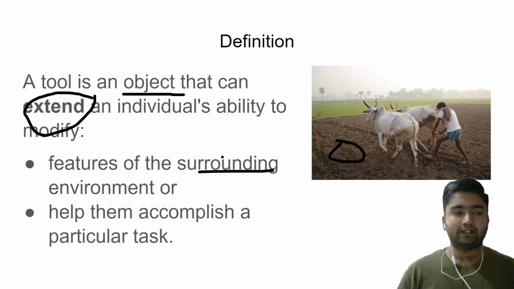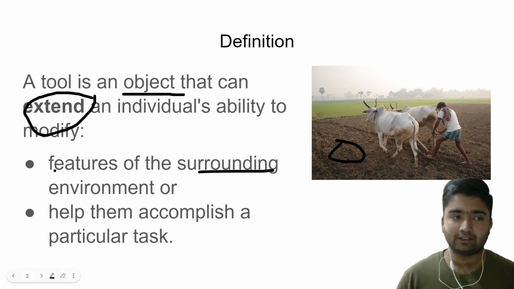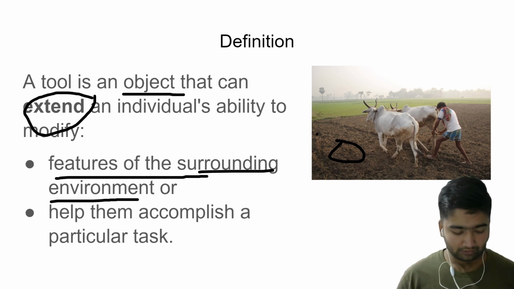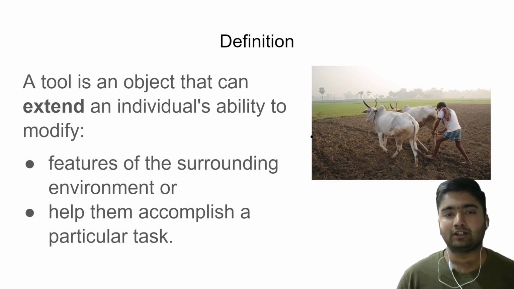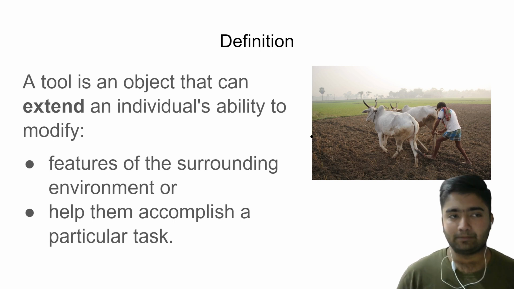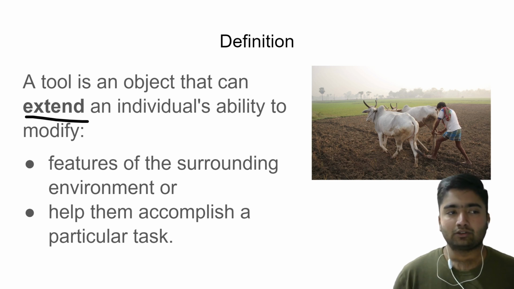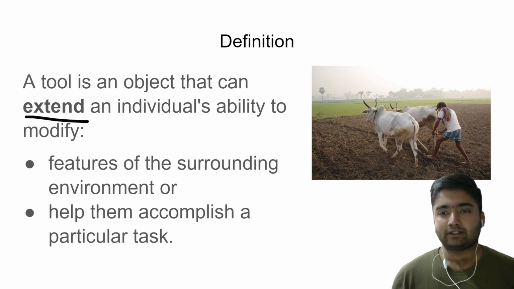So tools play an important role in modifying the features of the surrounding environment and help us accomplish a task. This man has a task to plow this field. So using tools and learning how to use them extends the individual's ability. If we as a person have some ability, like doing this kind of work with our bare hands and body, then by using a tool that ability increases many times.